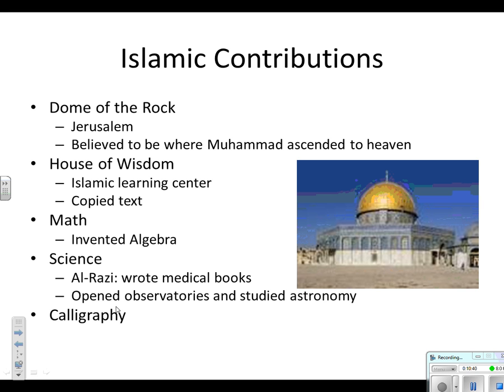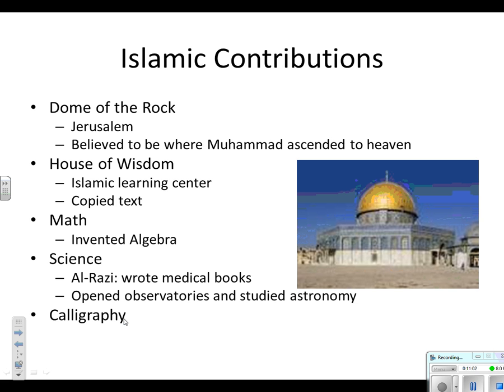They're also going to open observatories and study astronomy and study space, one of the first civilizations to really look beyond the Earth. And finally, they had calligraphy. Calligraphy is fancy handwriting that was made famous by the Arabic people. It's also famous in China. So there's a quick look at some of the major learning targets for Islam.